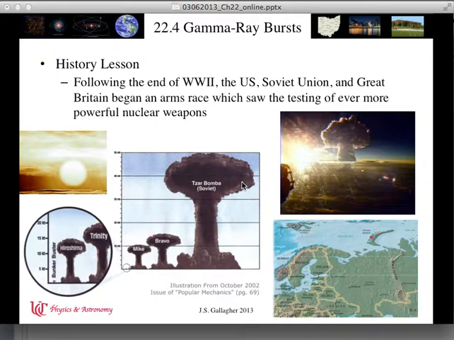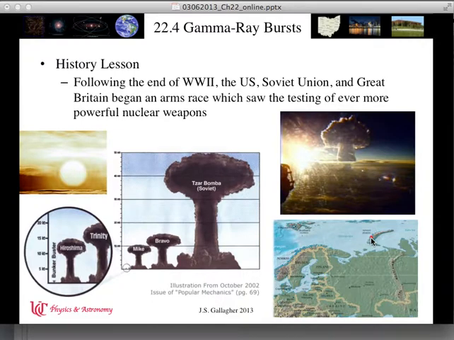I show here a couple images of Tsar Bomba. Tsar Bomba was a 50 megaton nuclear bomb. Pictured here on the left, this is the actual fireball created. It was 8 kilometers in diameter and nearly took out the plane that dropped the bomb itself. Over here on the right, you see a picture of the resulting mushroom cloud. This bomb was detonated here in Siberia, northern Russia.